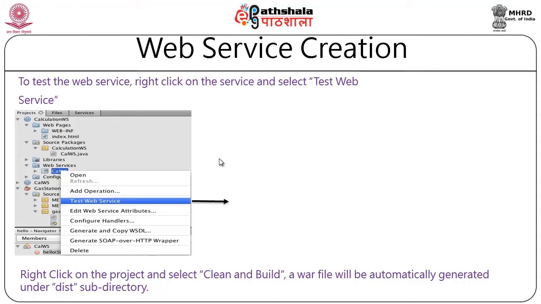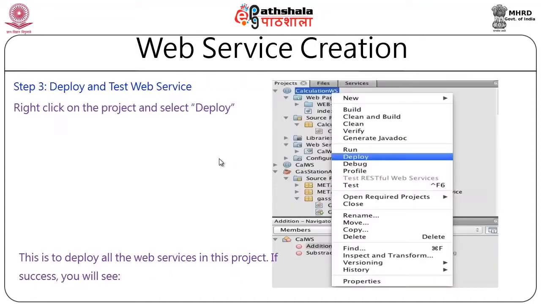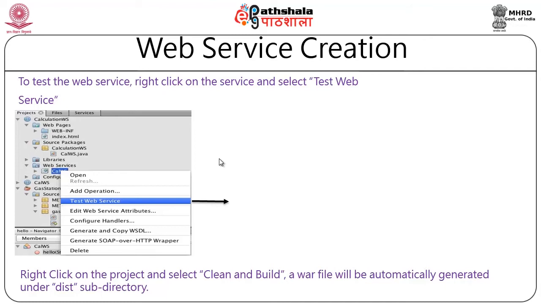But before testing the web service itself, you can right-click on the project and select Clean and Build. First you have to deploy. You can clean and build, then deploy, and after deploying the web service, you can clean and build again. Then we can test the web service. During the clean and build, a WAR file is automatically generated and placed under the dist subdirectory. After cleaning and building, go to the project name, take CalWS, and choose Test Web Service.